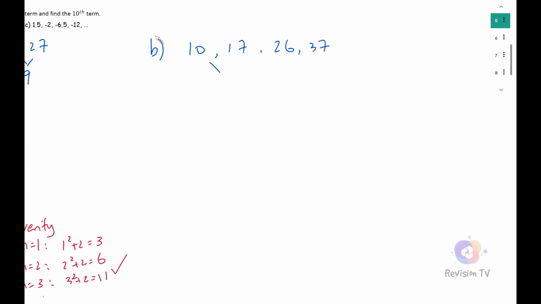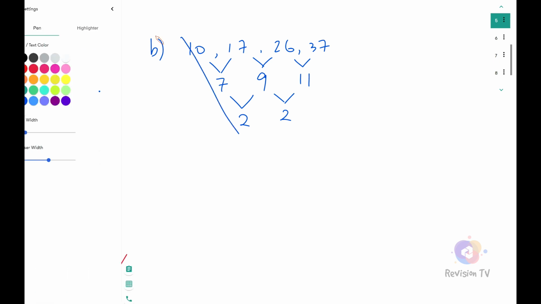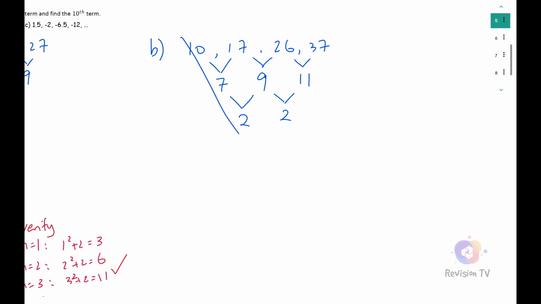First step, again, work out the first difference. That's 7, that's 9. Am I right? Yep, and that's 11. Second difference, 2, 2. Perfect. Next step, work out the 0th term. 2 and 2, the previous must be 2. Something plus 2 equals 7, that number must be a 5. Something plus 5 equals 10, that number is 5 again.